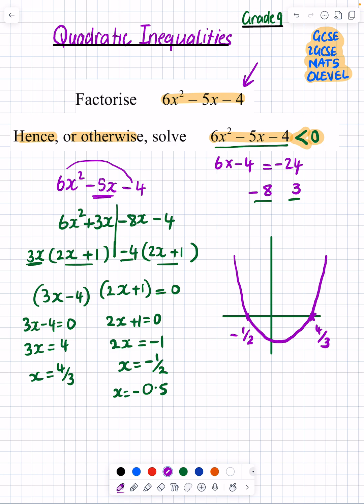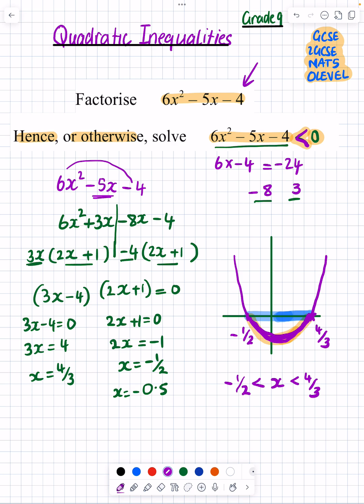And then we have to solve the inequality. It says it's less than 0. So less than 0 means we are interested in this part of the graph. Which x values give us that part of the graph? You can see from here that x has to be less than 4/3, but bigger than -1/2 for the graph to be less than 0. So we can write this down: x has to be less than 4/3, but it has to be bigger than -1/2, for the graph to be below 0.